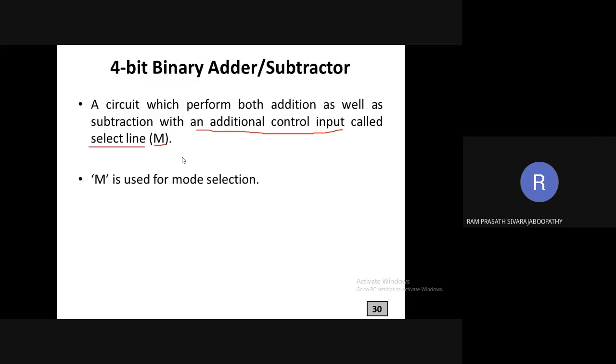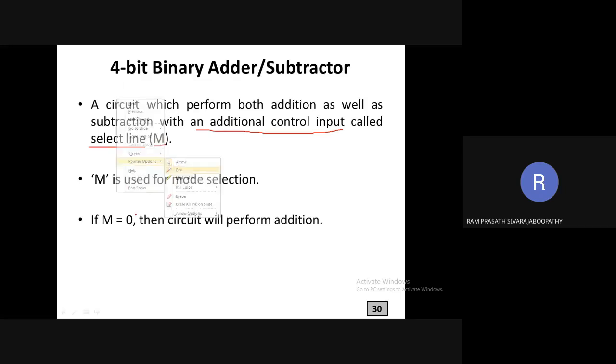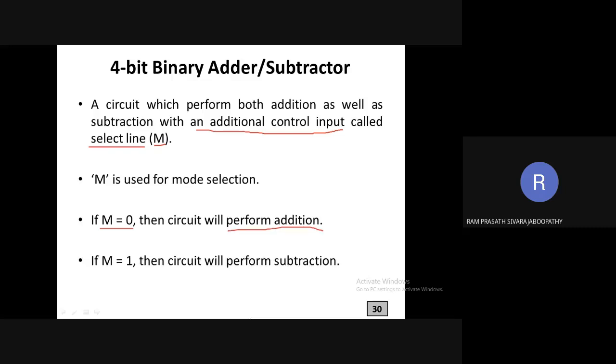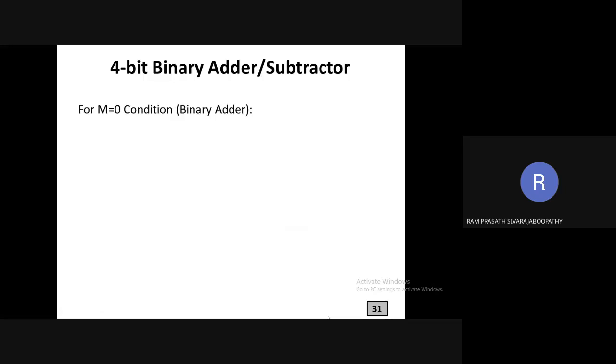Fine. Before designing any circuit, you have to fix the logic. Now what are we assigning? If M is equal to 0, what must it perform? It must perform addition. If M is equal to 1, the same circuit has to behave as a subtractor and perform subtraction. Is it clear now? Do you understand what I am saying? Okay. Now, next. For the M equal to 0 condition, we said the binary adder must work. Correct? It must work as a binary adder.